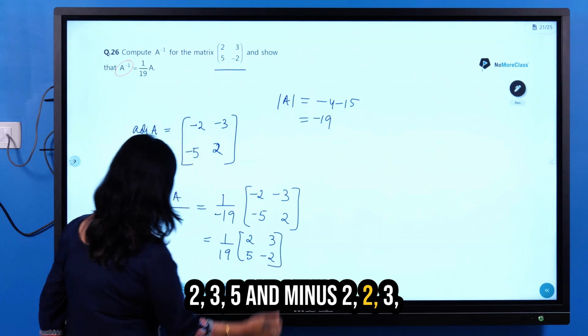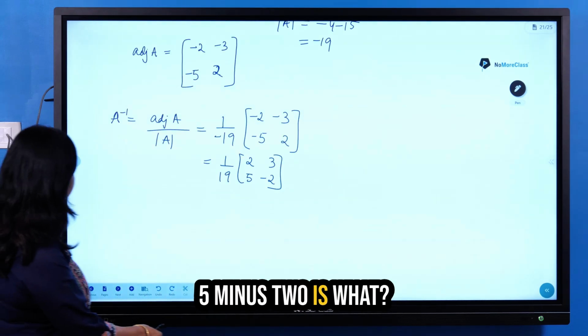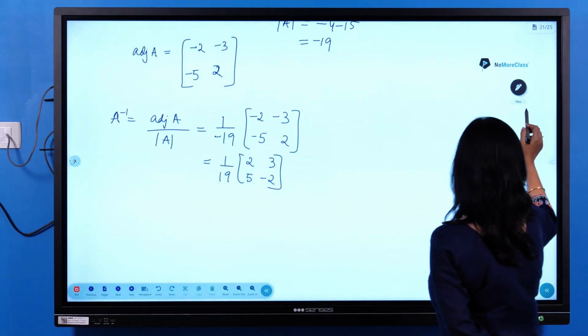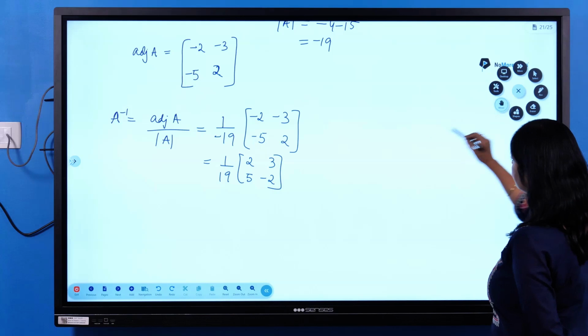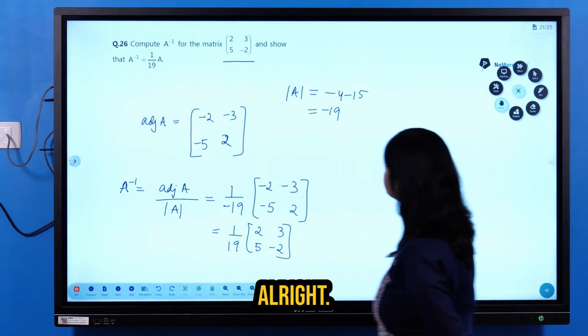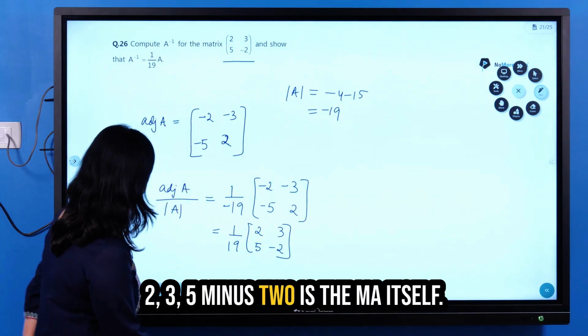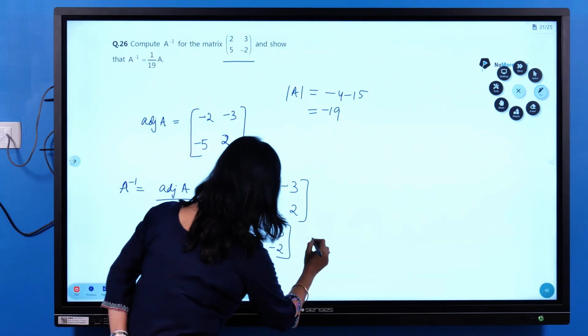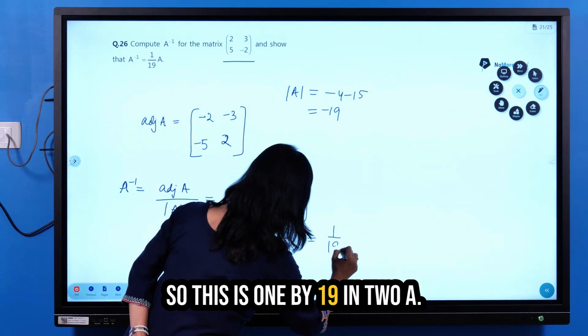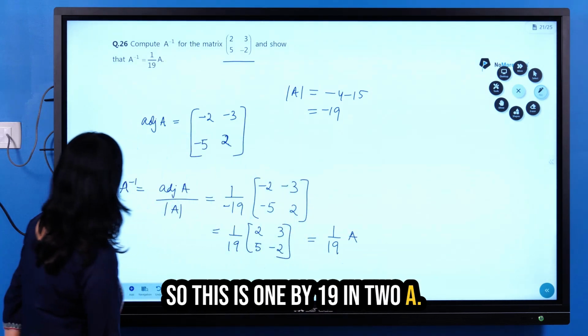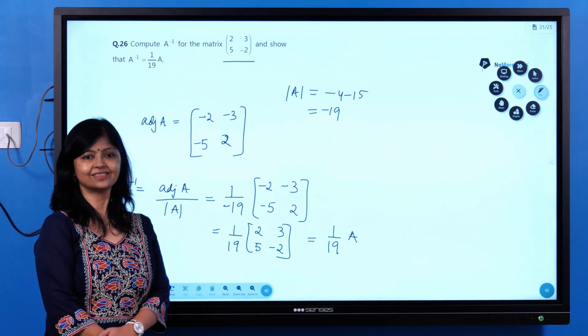2, 3, 5, minus 2 is what? All right. 2, 3, 5, minus 2 is the matrix itself. So this is 1 by 19 into the matrix. That's it. Thank you.